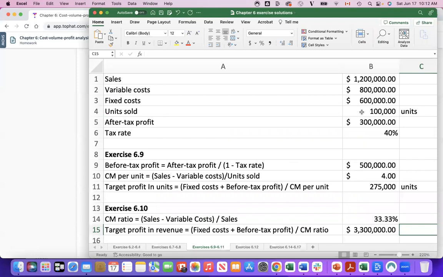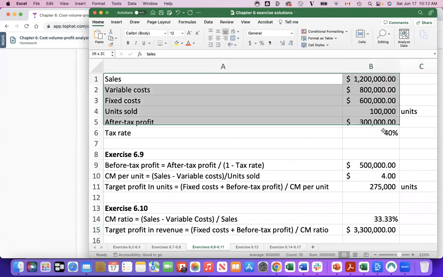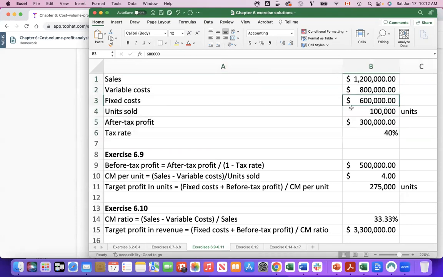I reproduced the information from the question here. Sales was 1.2 million, variable cost of 800,000, fixed cost of 600,000, units sold of 100,000 units, after tax profit of 300,000. The tax rate is 40%. So that's all the pertinent information we need. Exercise 6-9 asked, how many units do we have to sell in order to earn that after tax profit of 300,000?